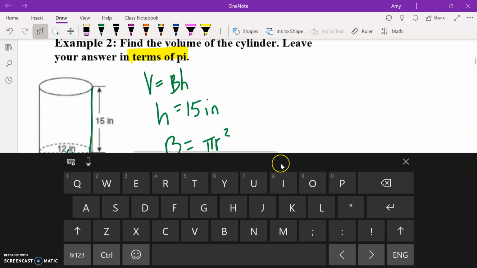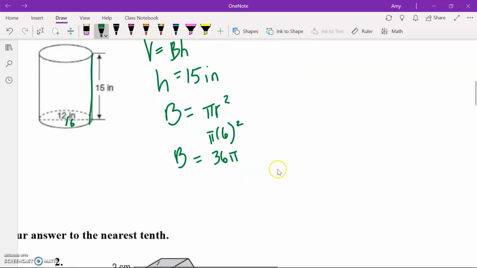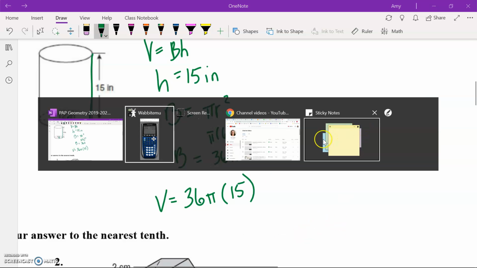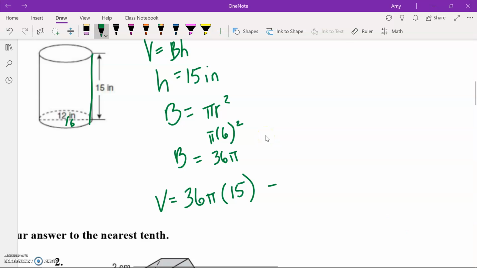So now that we have our height and our base, we can calculate our volume by doing volume is 36 pi times 15. To evaluate this, I'm going to take my calculator and do 36 times 15, and we get 540. So our volume is 540 pi, and even though we're leaving it in terms of pi, we still need our units, so our units are cubic inches.